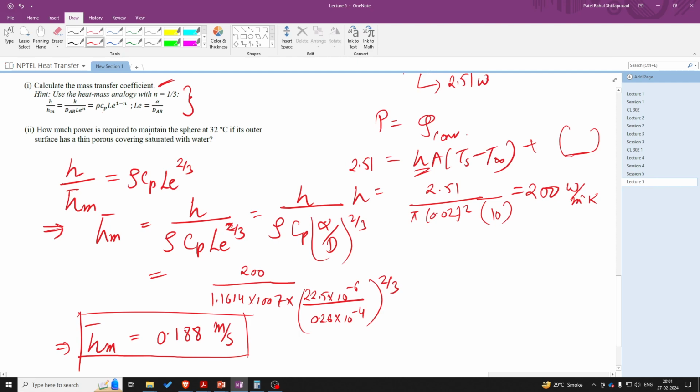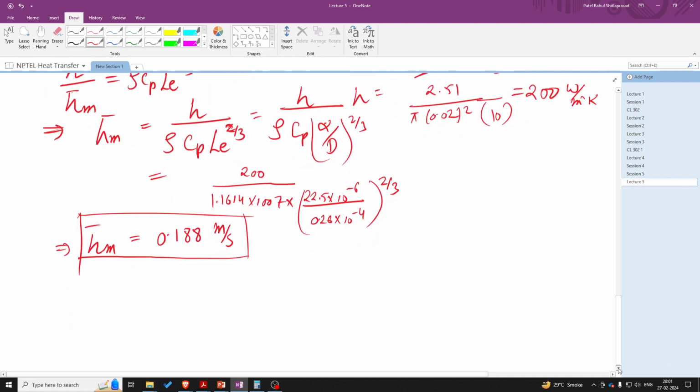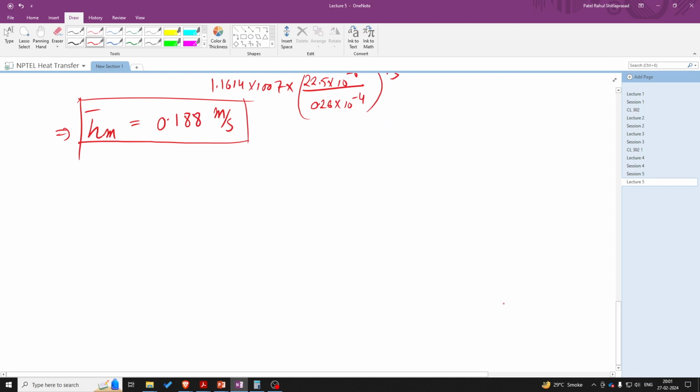Now in the second case, we have been given how much power is required to maintain the sphere at 32 degrees Celsius if the outer surface has a thin porous covering saturated with water. That is, we have been given that power, we have to find that it will be equal to again this mass transfer rate plus the heat transfer rate.